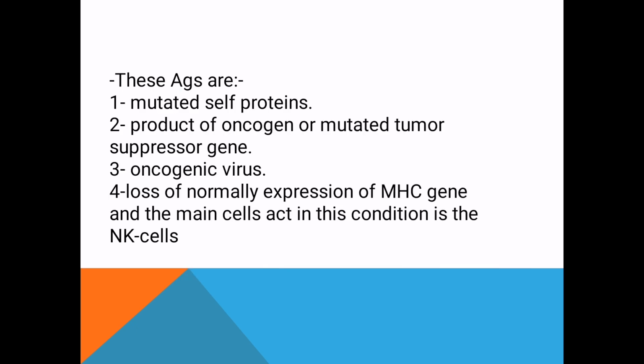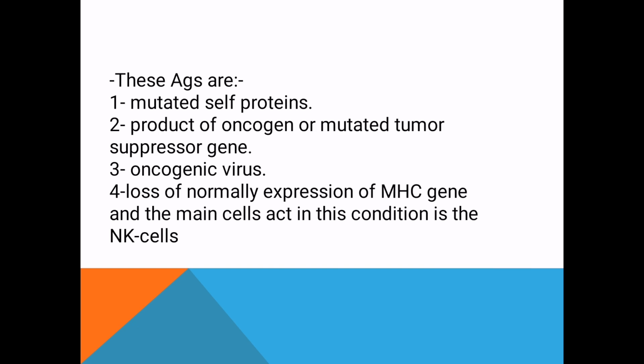Okay, and the tumor cell antigens are either mutated cell protein, يعني there is cell protein يحصل فيه mutation يبقى عبارة عن tumor antigen, or product of oncogene. There is an oncogene in the chromosome. When this oncogene produces protein or antigens, these antigens will be tumor antigens. Also, there is a tumor suppressor gene in the chromosome or in the DNA. When this tumor suppressor gene is mutated, it will result in tumor antigen.